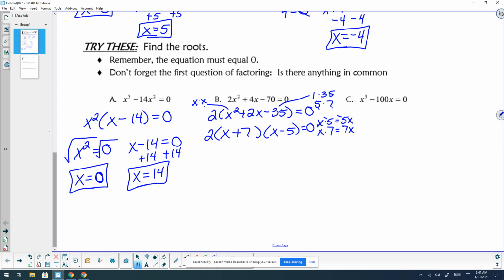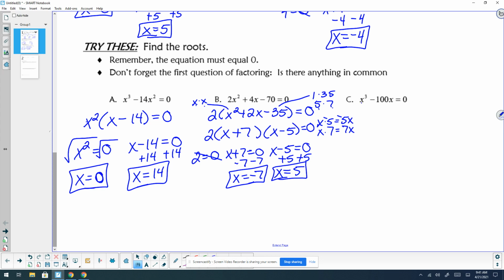Now I have 3 things I need to set equal to 0. So 2 equals 0, x plus 7 equals 0, x minus 5 equals 0. 2 does not equal 0, so I can cross it out. Subtract 7. I can add 5. Whoops. So my 2 solutions would be x equals negative 7 and x equals 5.